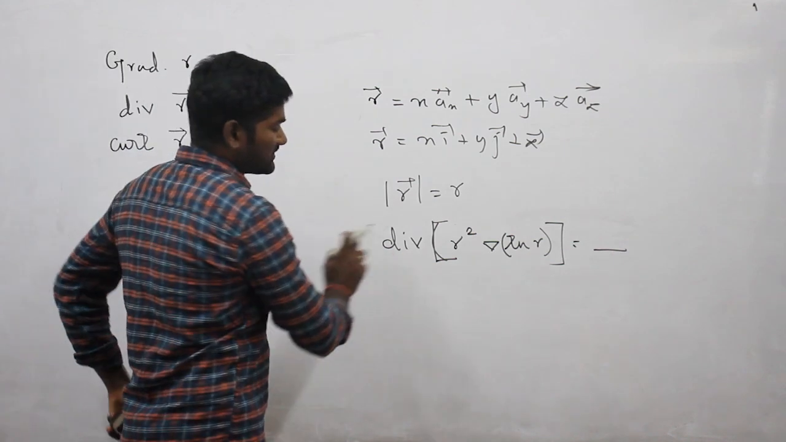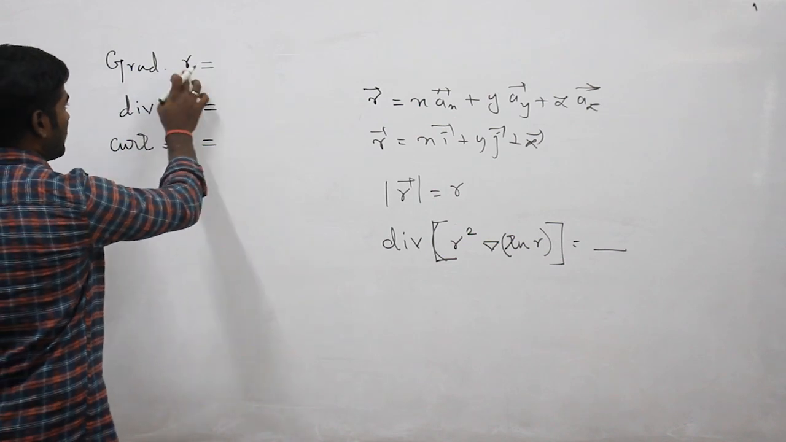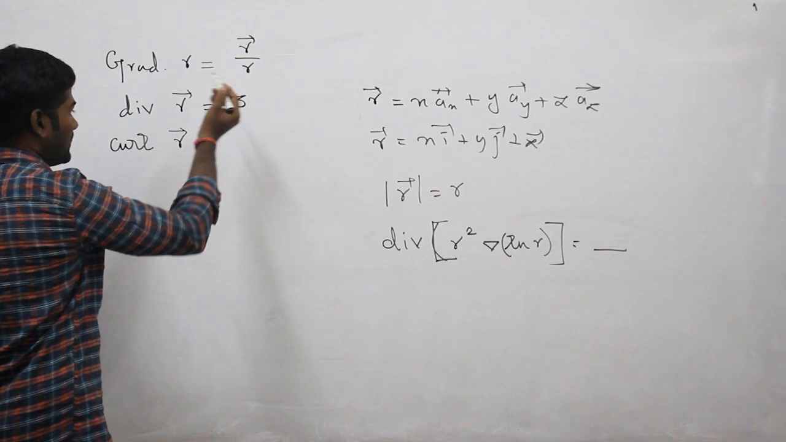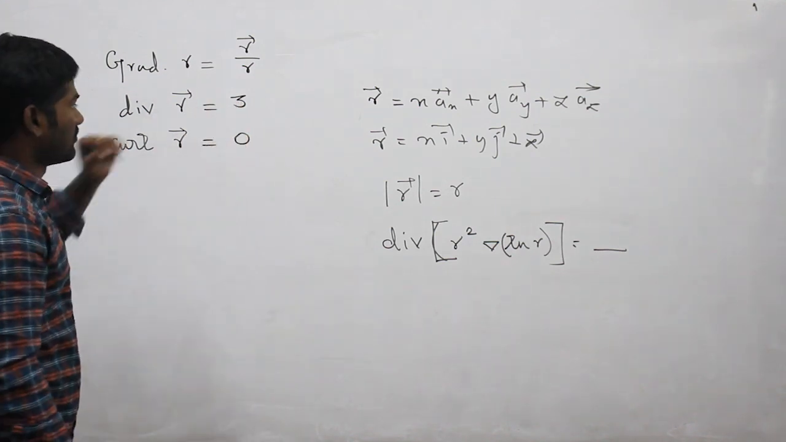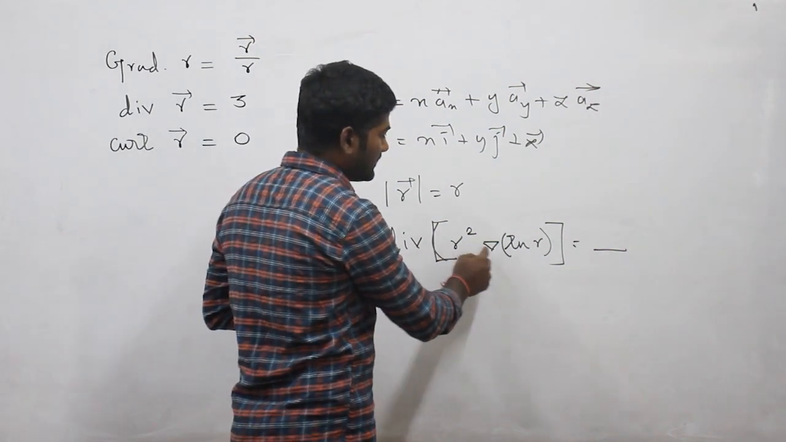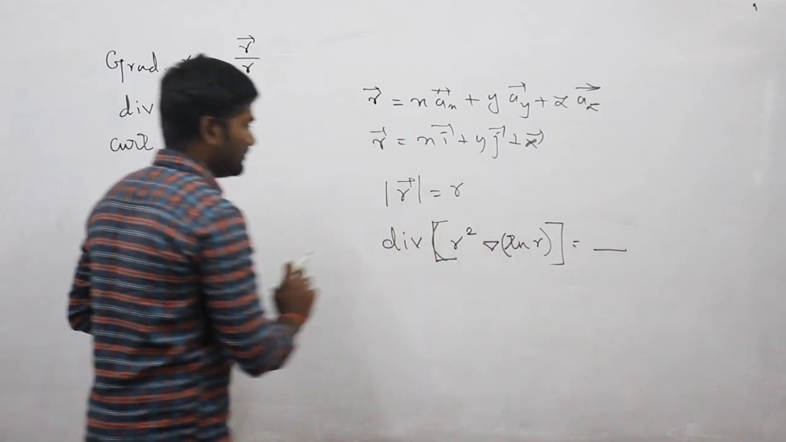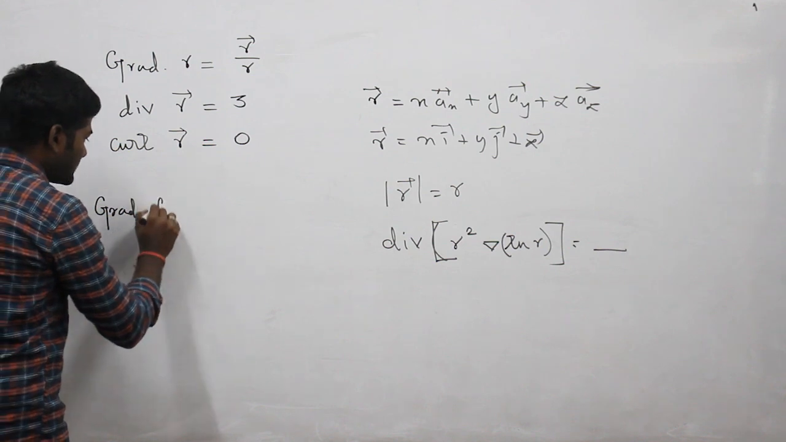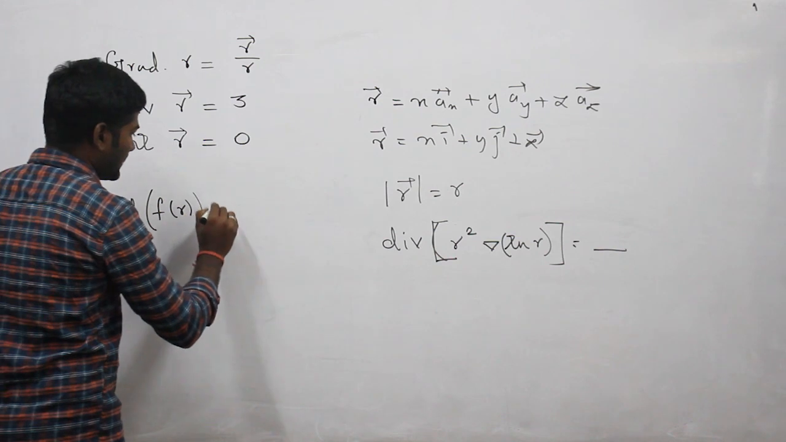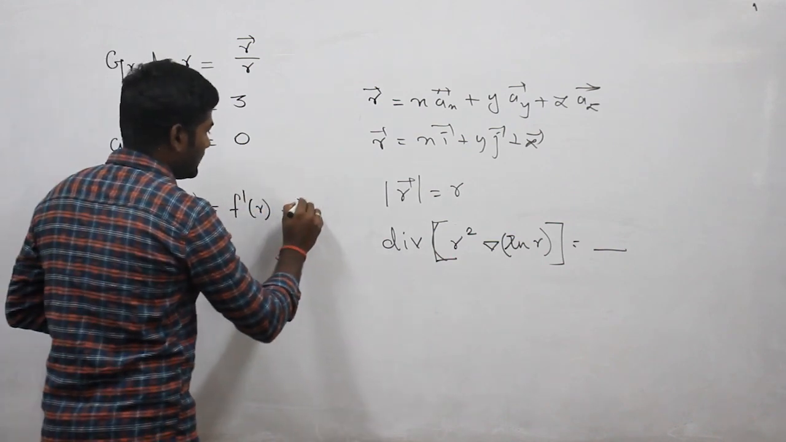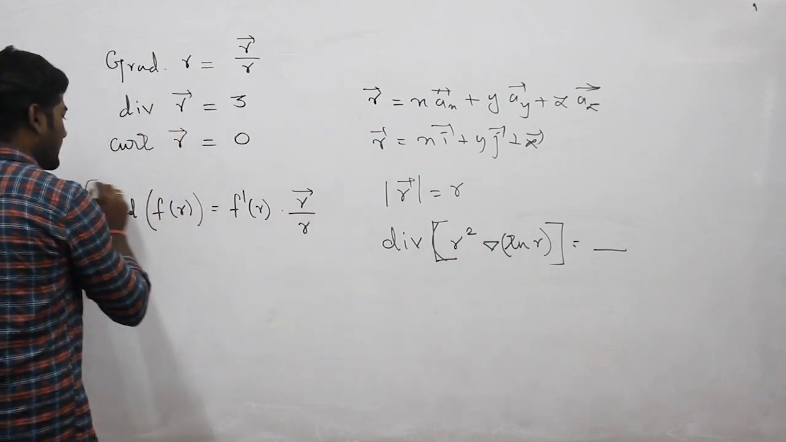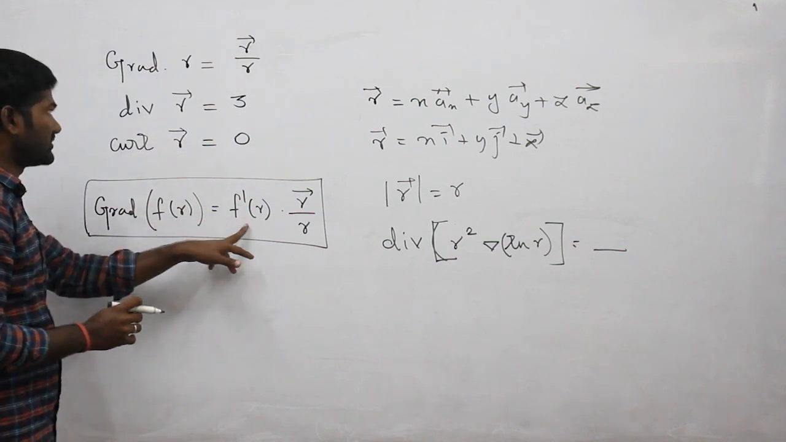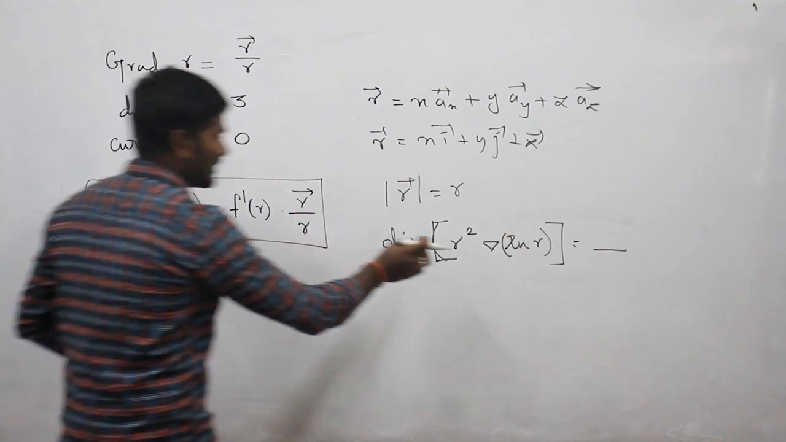In the last problem we saw 3 results: the value of gradient of r is r vector divided by r, the value of divergence of r vector is 3, and the curl of r vector is 0. You will know these three. Now in this problem we have the divergence of r vector into gradient of ln r. There is a formula for this. Gradient of ln r is the gradient of a function of r. The formula is: differentiate the function f once, giving f dash of r, into r vector divided by r. This is the formula for the gradient of a function of r. You should know this.